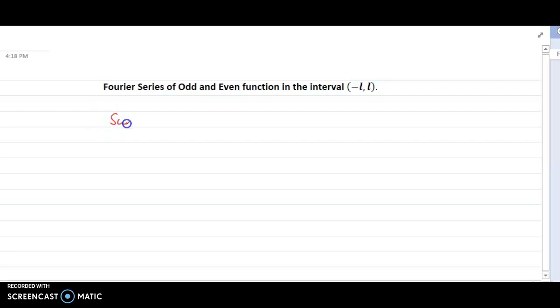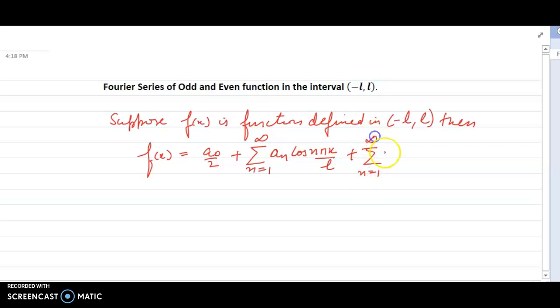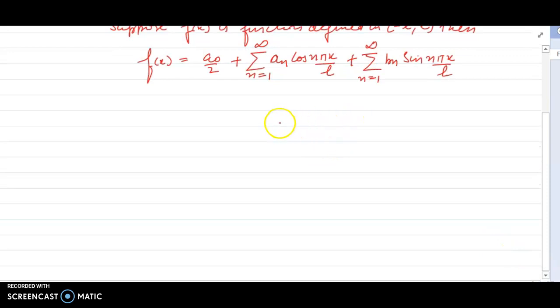Now suppose f of x is a function defined in the interval minus L to L. Then we can write its Fourier series as a0 by 2 plus summation n varies from 1 to infinity an cos of n pi x by L plus summation n varies from 1 to infinity bn sine of n pi x by L. We can get the value of a0, an and bn by using Euler's formula.